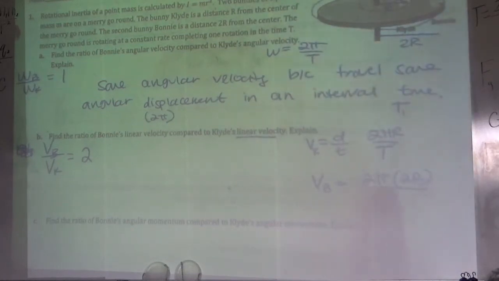So some of you are like, oh, that's a factor of 4. Yes, that is a factor of 4, but this one has a factor of 2, so it's only 2 times bigger, which is what I want, right? 4 to 2 is just the same as 2 to 1. So it's going twice as fast because it has twice the distance, or twice the radius.